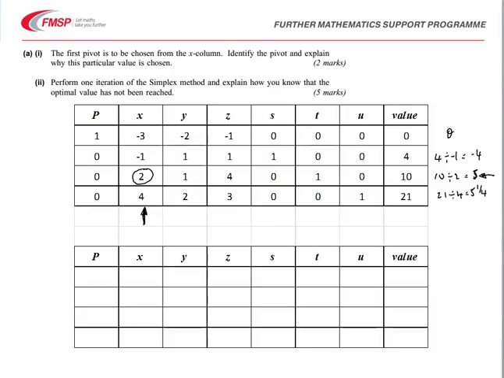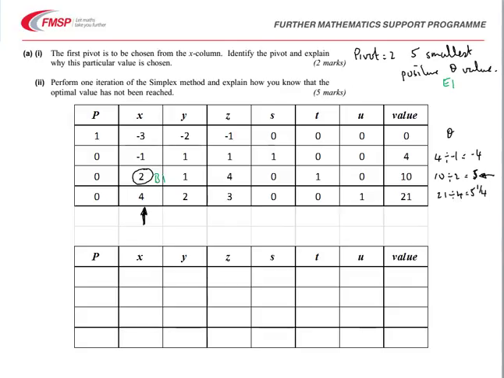So it says the first pivot from the x column, the pivot is equal to 2, and it's because that 5 is the smallest positive theta value. So 2 marks for that part of the question, a B mark for obtaining the actual pivot as being 2, and then an E mark for the explanation of that.